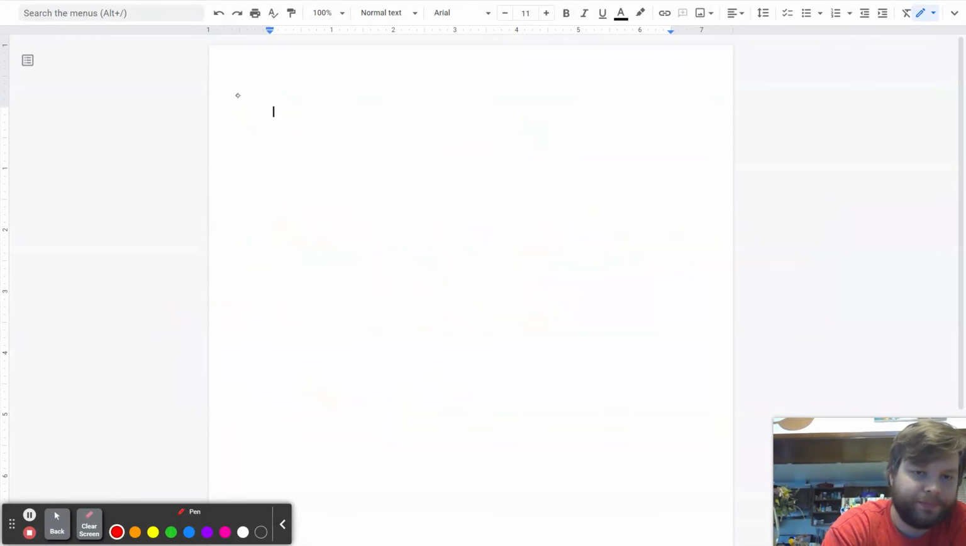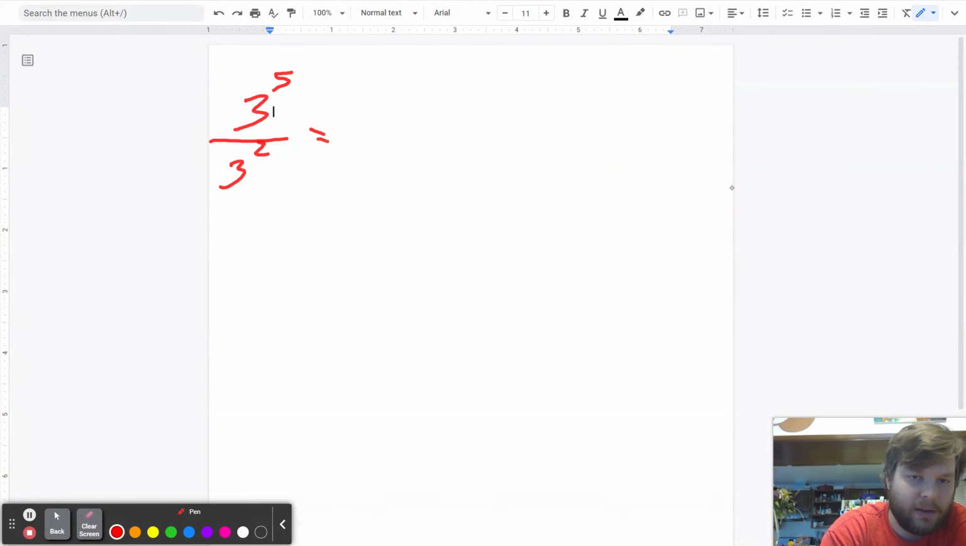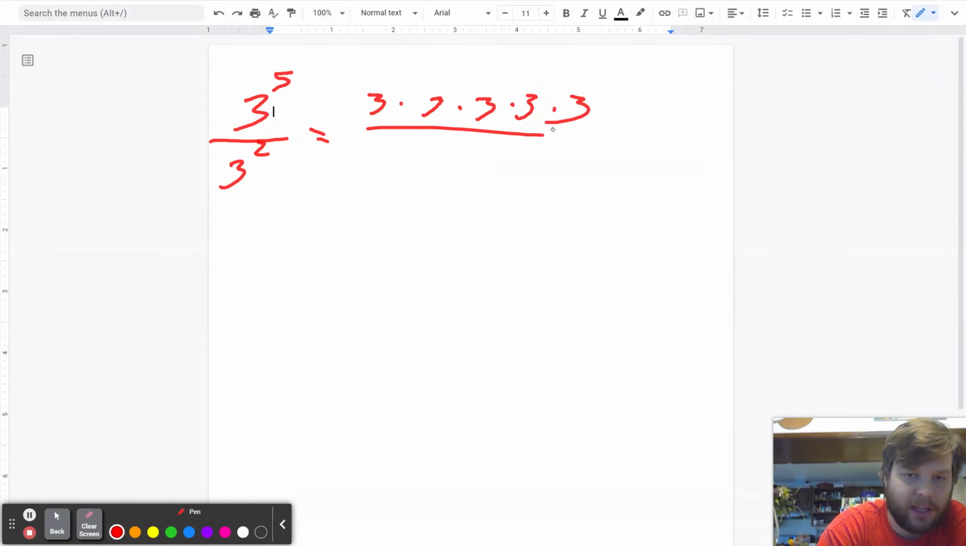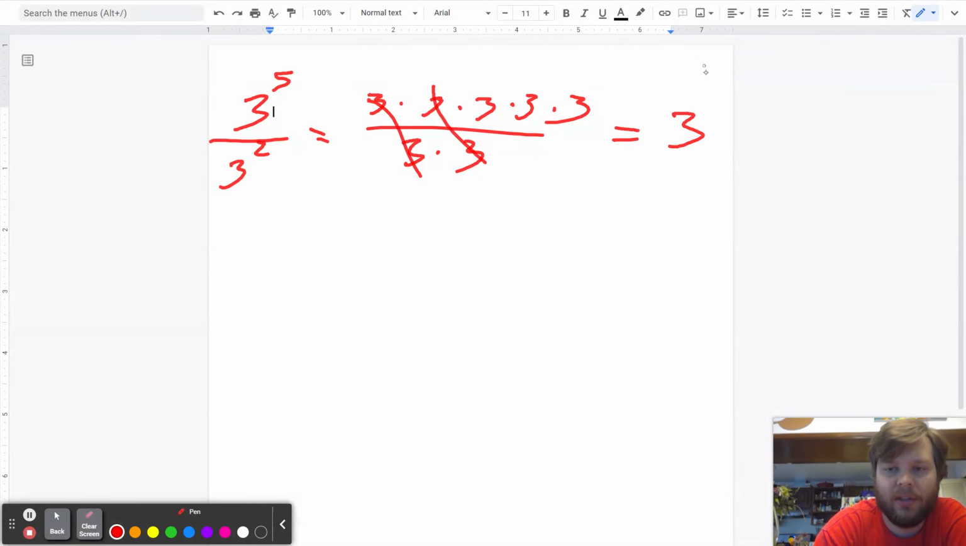Really similarly, if we have something like 3 to the fifth divided by 3 to the second power, and we write it out, there's 5 3's on top, there's 2 3's on the bottom. 3 divided by 3 is 1. So how many are left over? 3 3's are left over.